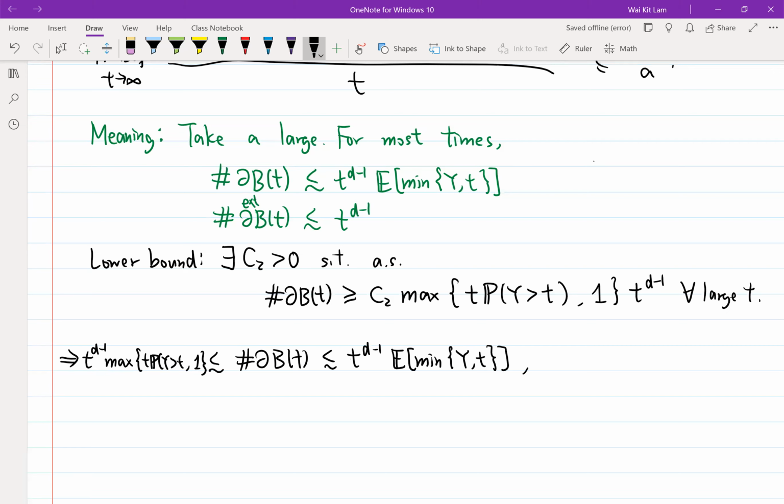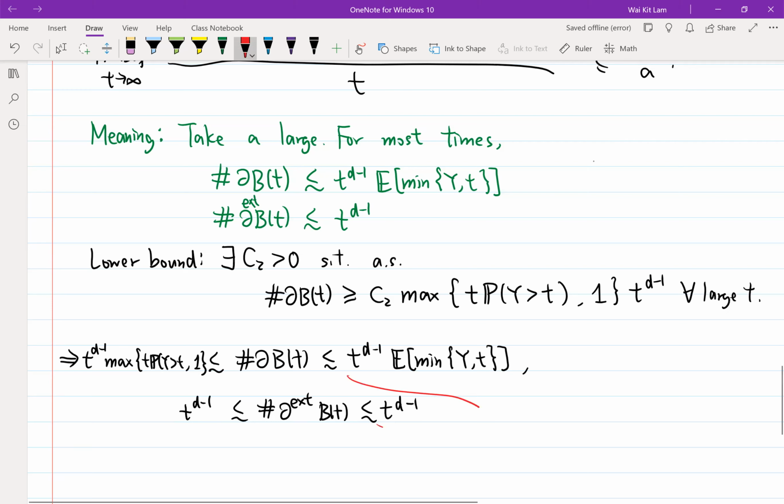While for the exterior boundary, we know that for most time it is bounded by t to d minus 1. And we also know that by the isoperimetric inequality, the lower bound is t to the d minus 1. Okay. So again, let me emphasize that this bound on the rates just holds for most times.